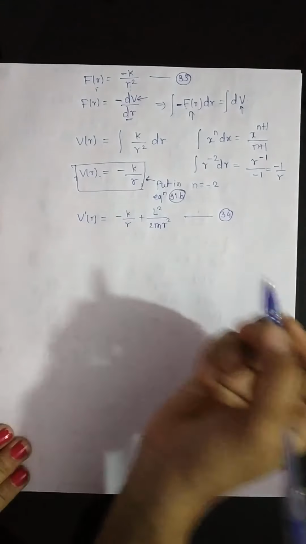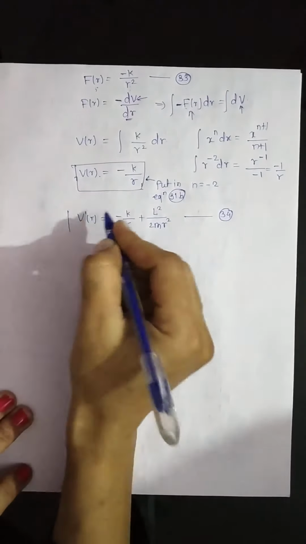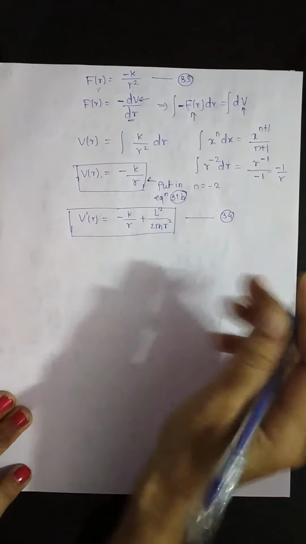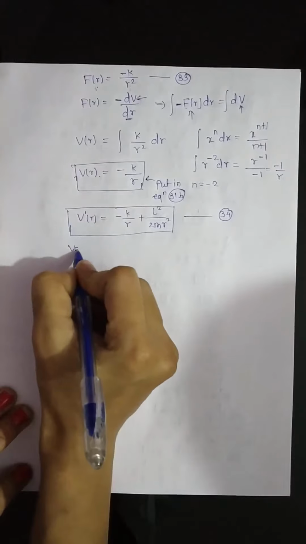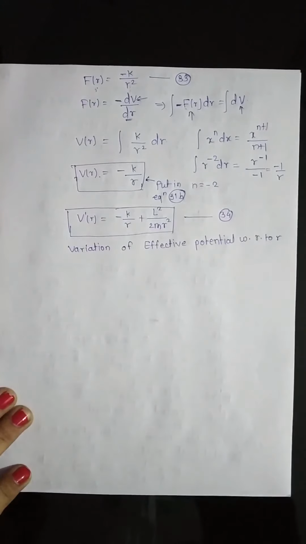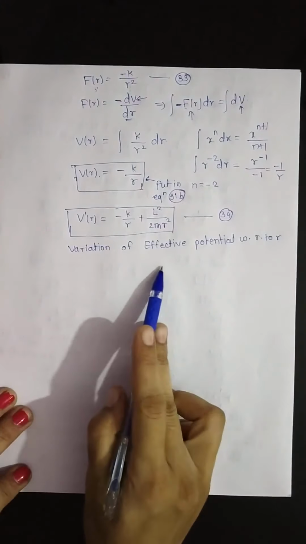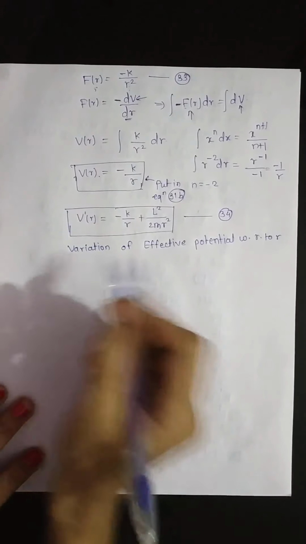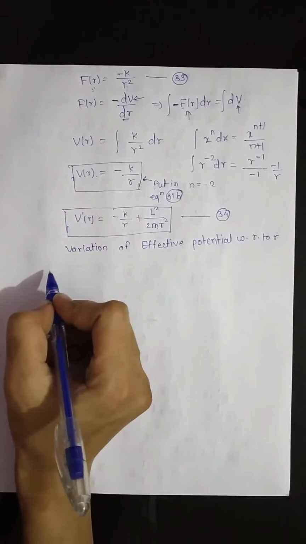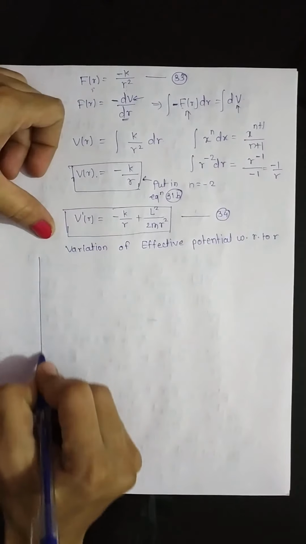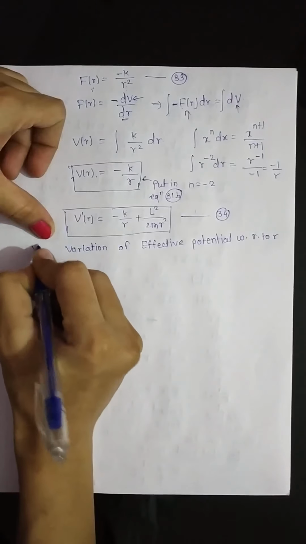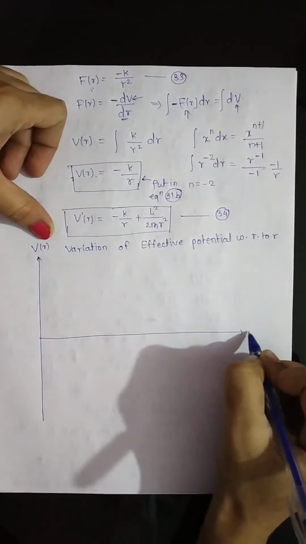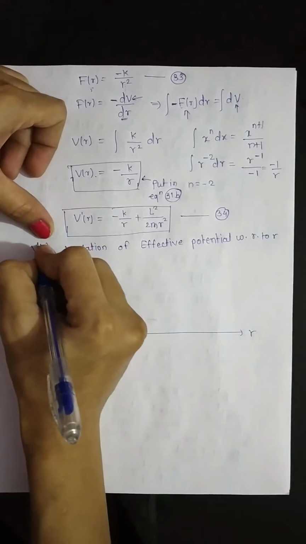This is the effective potential. Now by using this equation of effective potential, we will study the variation of effective potential with respect to r. And this variation is studied graphically in a better way. So to study this, we have to plot a graph of V'(r) versus r.